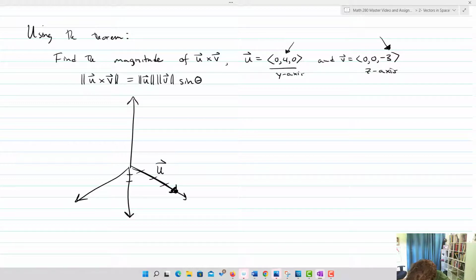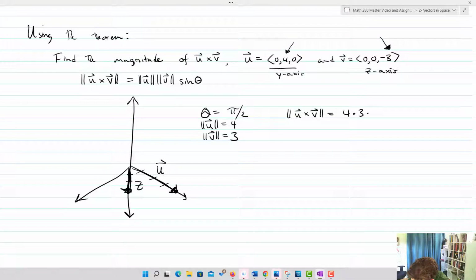And then z, 1, 2, 3, is negative 3. Okay, so its magnitude is 3. There's your z. And because they're just different axes, I know it doesn't look like this because of the paper, the theta is going to equal pi over 2. All right, so magnitude of u equals 4, magnitude of v equals 3. Consequently, the magnitude of u cross v is going to end up equaling 4 times 3 times sine of pi over 2. So that equals 12.